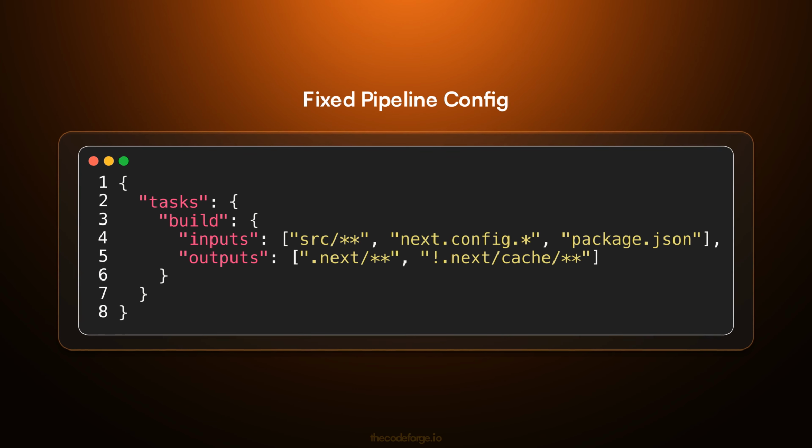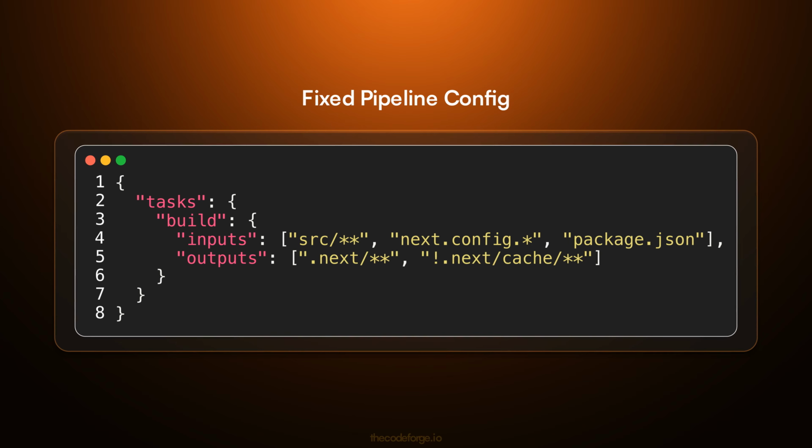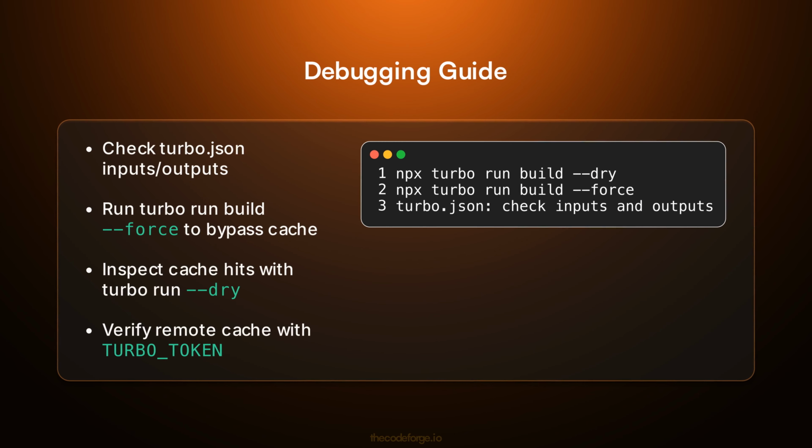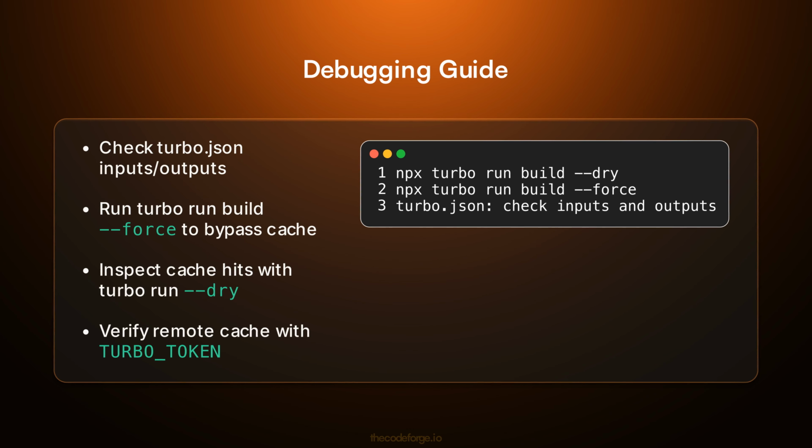This updated configuration includes all source files, next.config files, and package.json in the inputs. The outputs exclude the .next/cache directory to avoid caching internal build artifacts. To diagnose cache issues, use turbo run build --dry to see what would be cached. Use --force to bypass cache and force a rebuild. Verify your turbo.json inputs and outputs cover all necessary files. Ensure the Turbo token is set for remote caching.